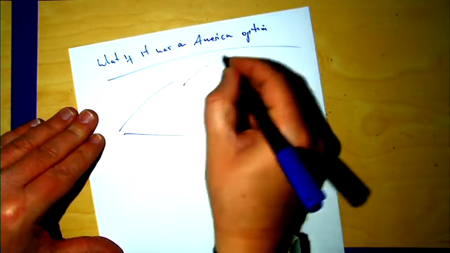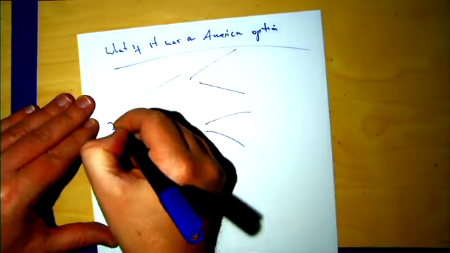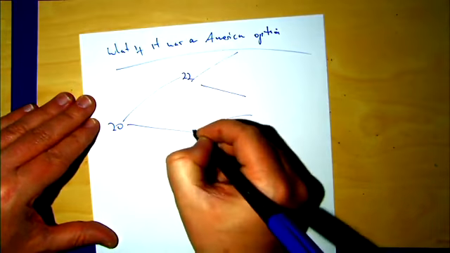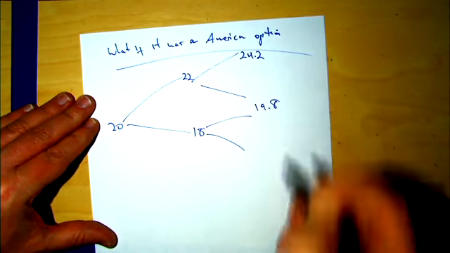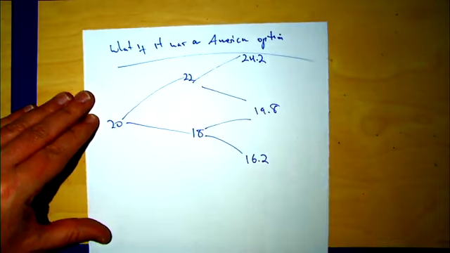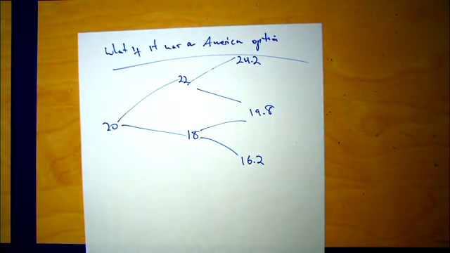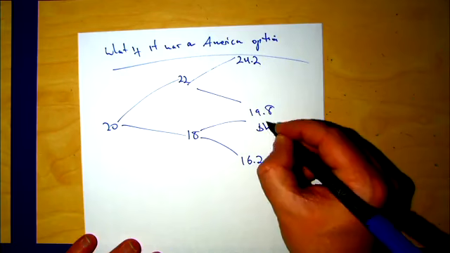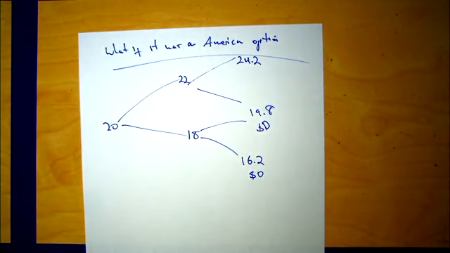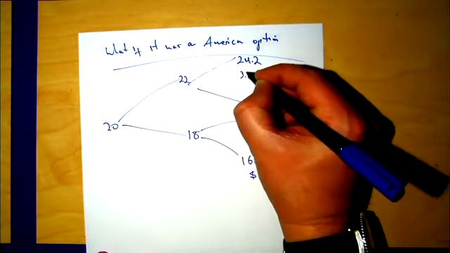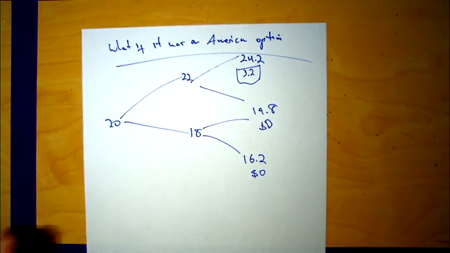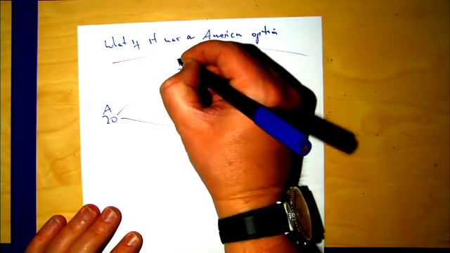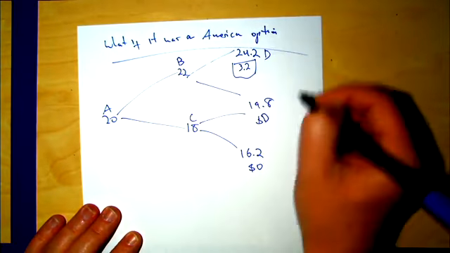So we've got the same setup. We start at 20. We can go up to 22, down to 18, up to 24.2. In the middle we have 19.8, and down here we have 16.2. Here again, the payoffs were $0. Up here we had a payoff of 3.2. Now when you have American options, I always like to do what I call label the nodes. So we give them values.